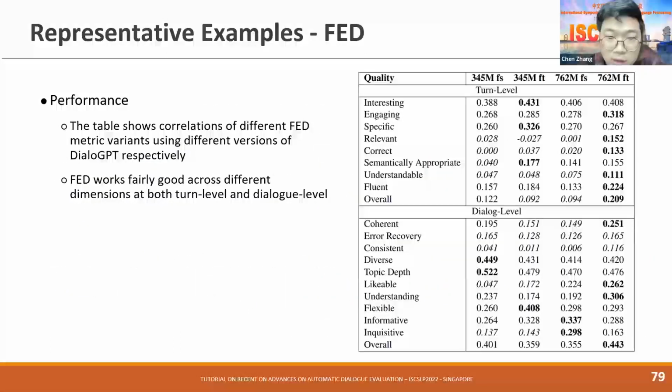Sorry. So let's check the performance of FED. Because this is a fairly new data set, there are not many prior work baselines, so the authors use different variants of the DialoGPT model to do the comparison. Compared to the human upper bound we saw just now, where some are 0.8, some are 0.7, the performance of FED is fair for both turn-level and dialogue-level evaluation. Especially for the overall dialogue-level evaluation, it is 0.4, which is kind of good enough, but there is still room for improvement.